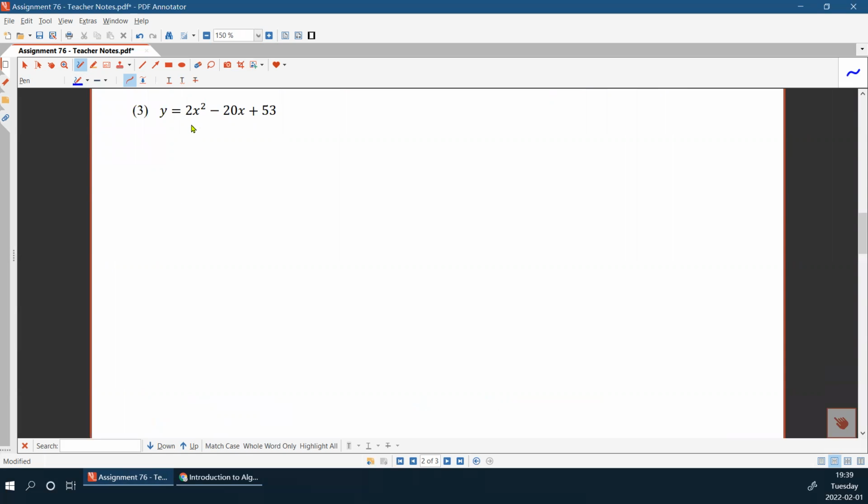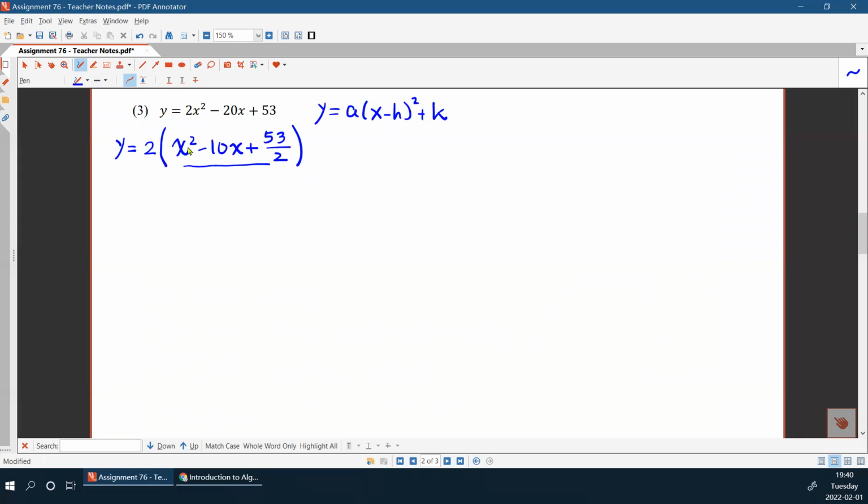Okay, next function. Note here the leading coefficient is not 1, right? Again, first of all, we need to convert it to the vertex form, which has the form y equals a times (x minus h) squared plus k. So if the leading coefficient is not 1, we can put it in front, right? And what's left in the brackets are x squared minus 10x, then plus 53/2, right? Let's consider the expression in the brackets now.